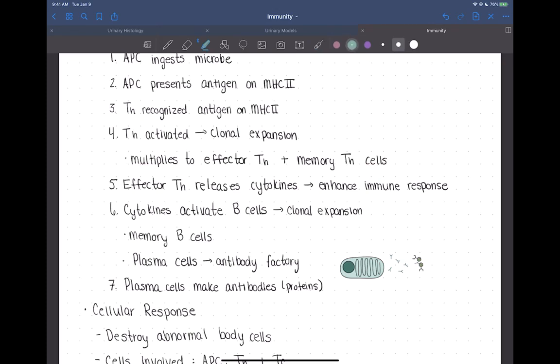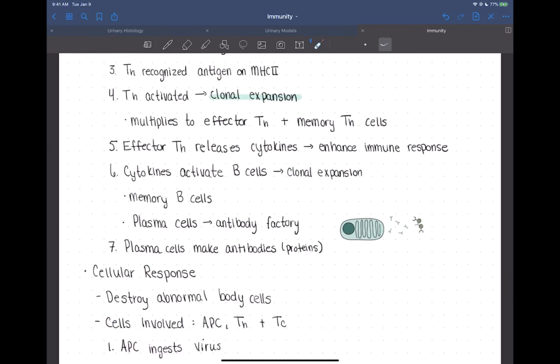All right, it's going to show that T helper cell the MHC2, and then that T helper cell will become activated. When it's activated, it goes through a process called clonal expansion. That just means, as the word clone indicates, it's going to replicate itself. And it's going to make two different types of replicated cells. It's going to make effector T cells, which are the activated T cells that are going to go do the function. And it's going to make memory T helper cells, right? So we talked about that with our primary and our secondary response.